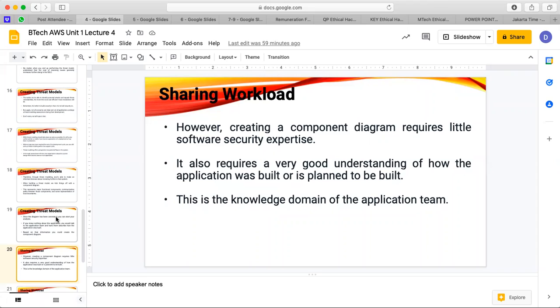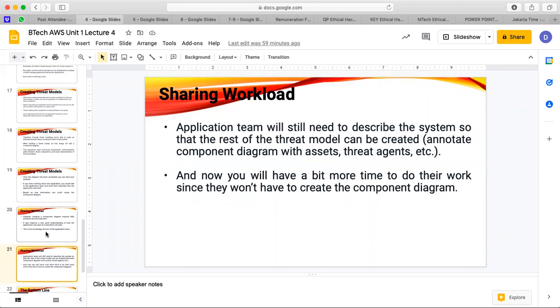So if you are hired to make a threat model, you have to work closely with the application development team, or the team who developed these applications, because they will give you the insights on how this application was developed. Then you will be able to design threat models using component diagrams or UML diagrams. So the application team will still need to describe the system so that the rest of the threat model can be created.